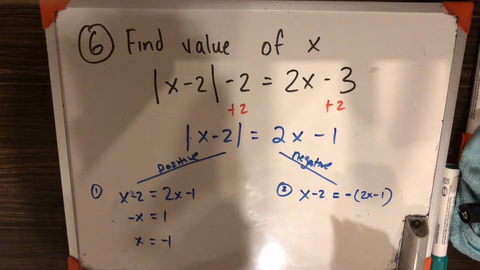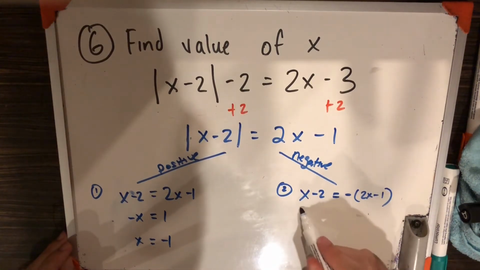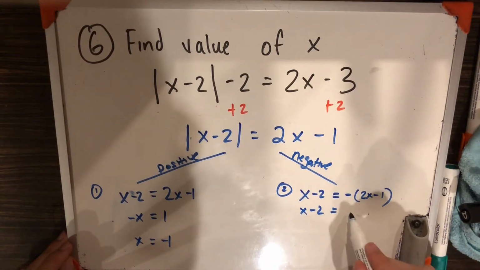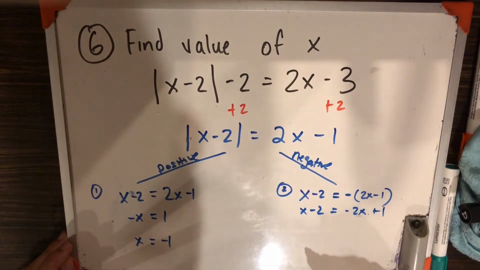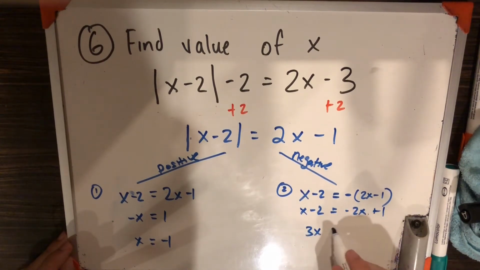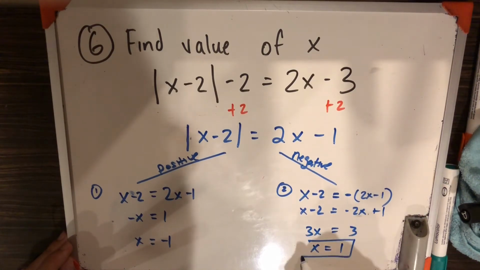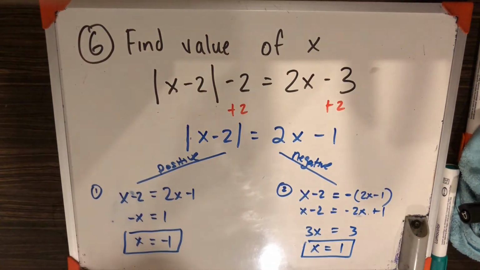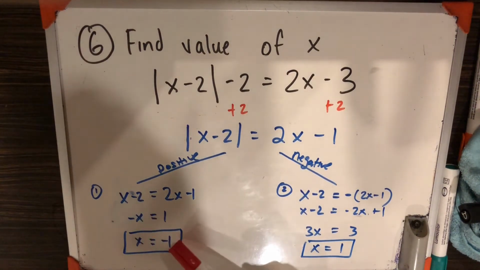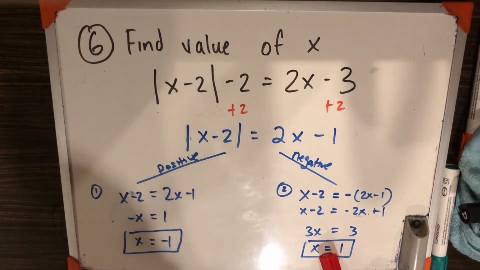And for this one, there's a bit more work involved. x minus 2, I've got to make these both. This becomes negative 2x, this becomes plus 1. I add 2x, that ends up being 3x. I add 2, that ends up being 3. Well, this ends up being x is equal to 1. Okay, you're not done yet, right? You need to check whether this works as well as this one, okay?